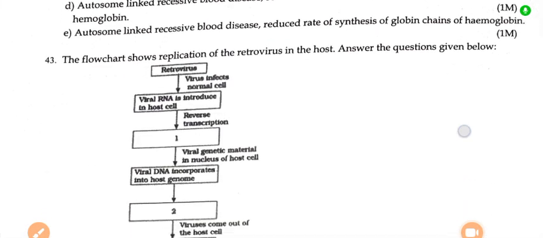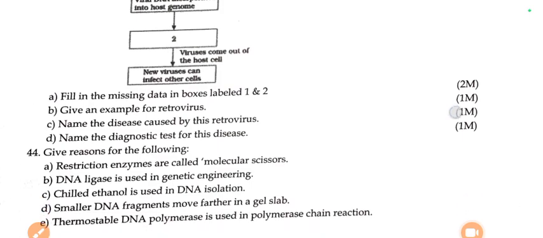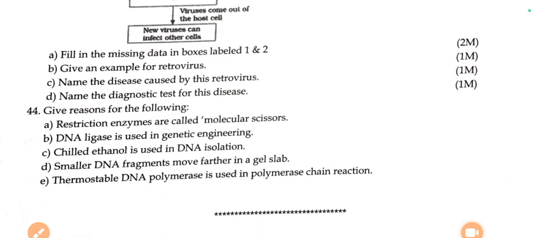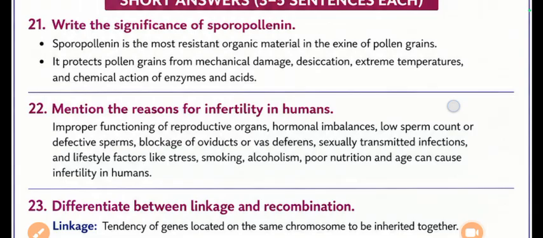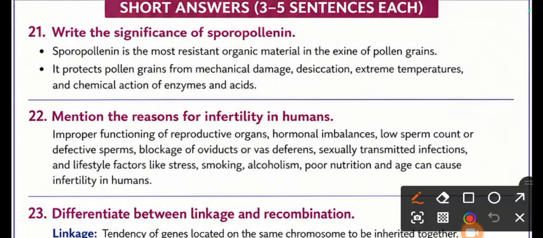All these question answers I have made as simple, easy notes for you. Here is part B, first question: significance of sporopollenin. As we know, sporopollenin is the most resistant organic material in the exine of the pollen grain, and it protects the pollen grain from mechanical and other damages, and there is no enzyme to degrade this sporopollenin.